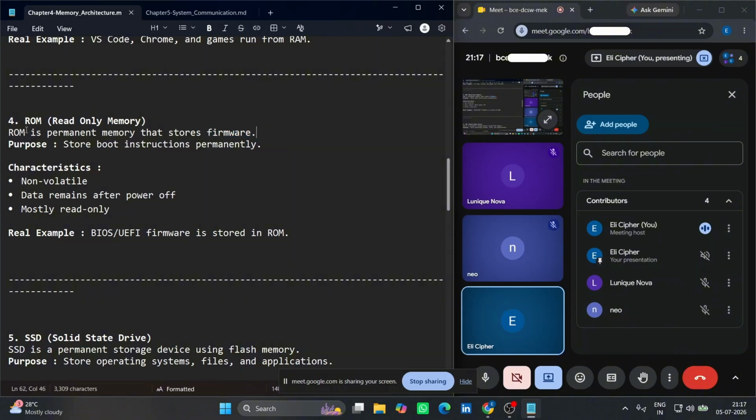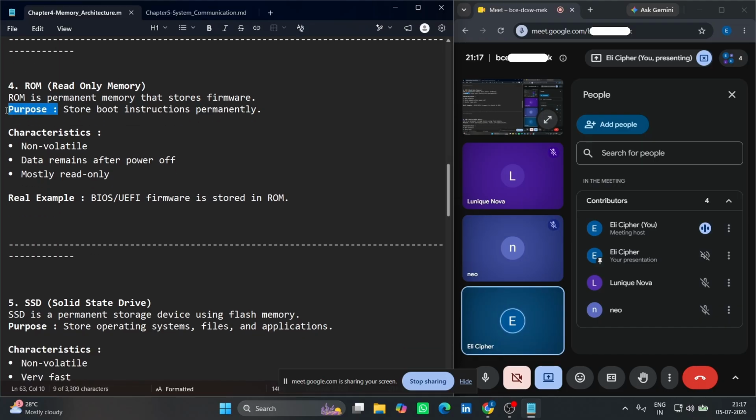This is only firmware, right? ROM is the permanent memory that stores firmware, right? Hope you got the difference, right? The purpose of ROM is to store boot instructions permanently. Firmware actually is the software which has boot instructions, that is, how a machine has to boot itself. These instructions and this information are carried by firmware and stored in the ROM, right?